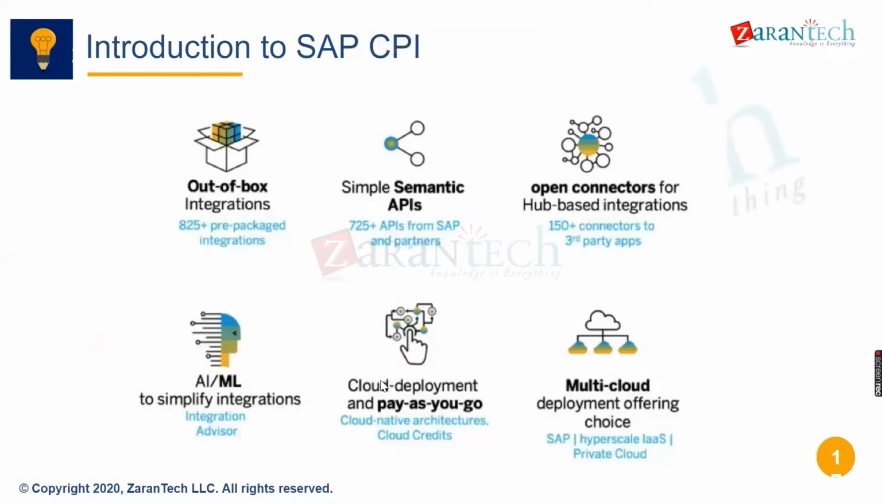Now, the second one is cloud deployment and pay as you go. What does it mean? Say I utilize only 100 GB this month, then I will pay only for 100 GB. Initially I purchased 1000 GB, but I'm using only 100 GB. Then why do I need to pay extra for 900 GB? No, right? That's why it's cloud deployment and pay as you go. However much you use, that much you have to pay.